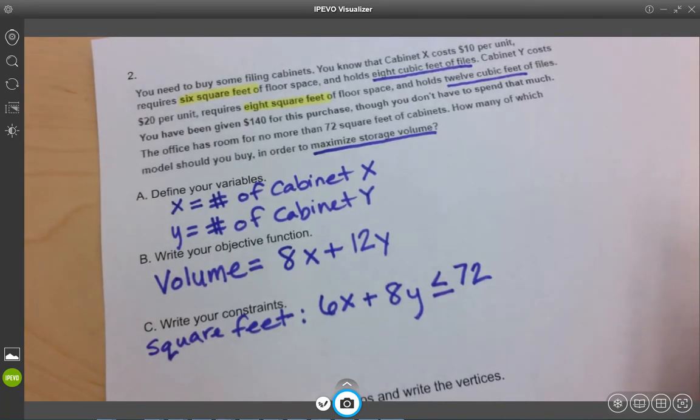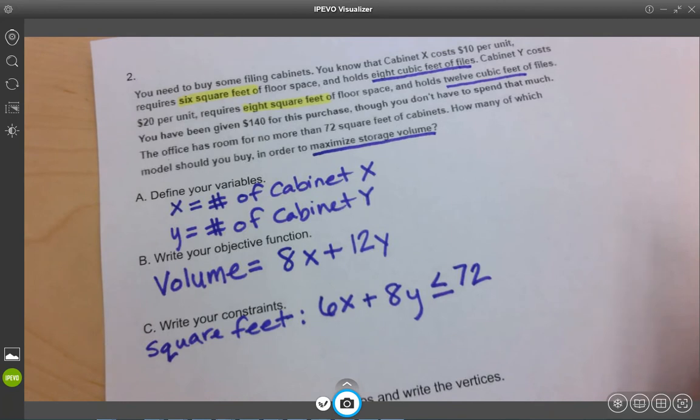Did you have a question? Could it be 72? Yeah, it could. Could it be equal to 72? It could be, yeah. So that's why we have the less than or equal. You can use all the space or you can use less.